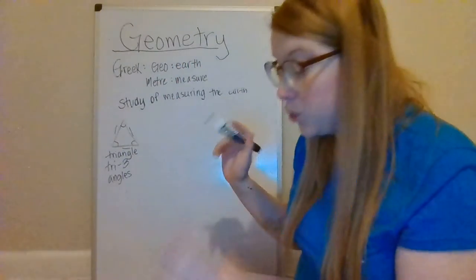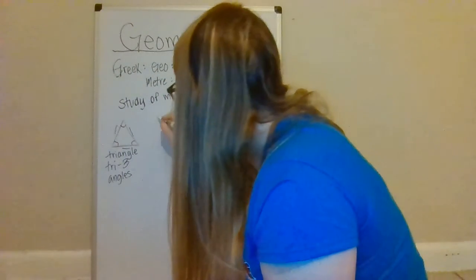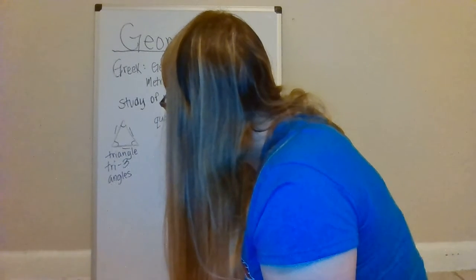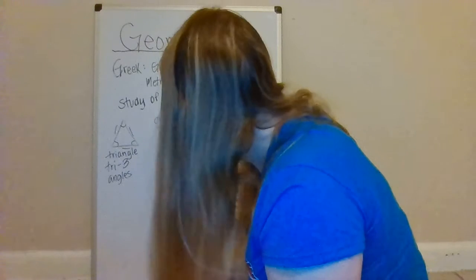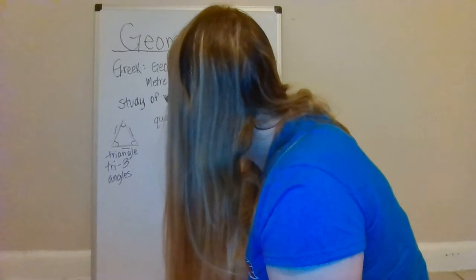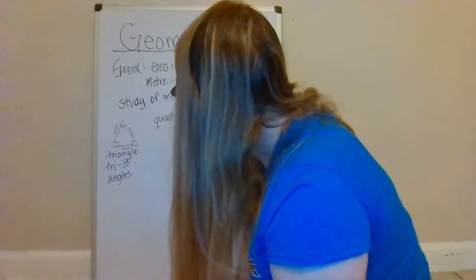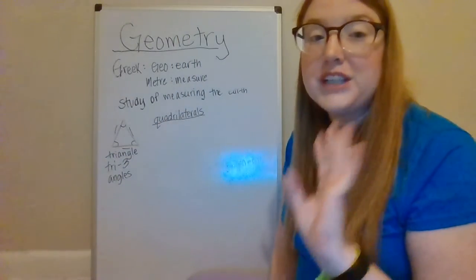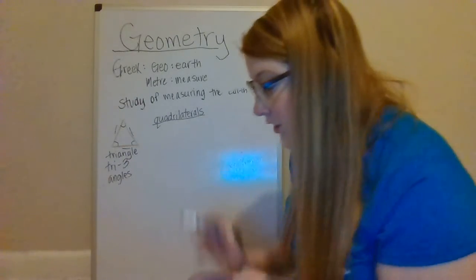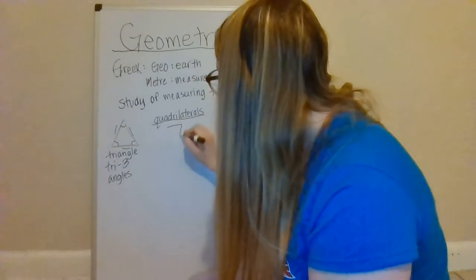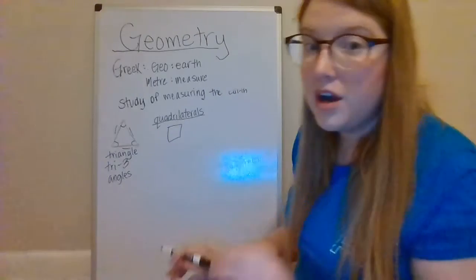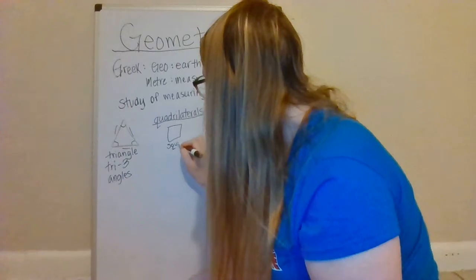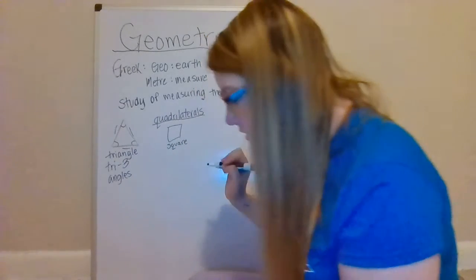The next shape that you're going to encounter is a whole category of shapes called quadrilaterals. Quadrilaterals are shapes that have 4 sides and 4 angles. So that can include a square. That was an uneven square, I apologize.